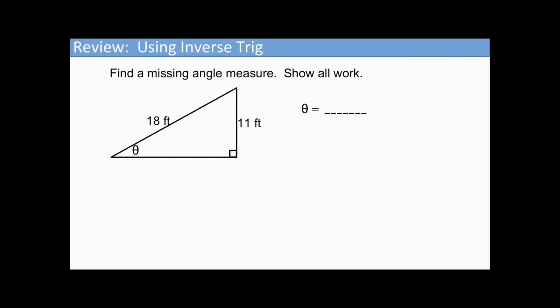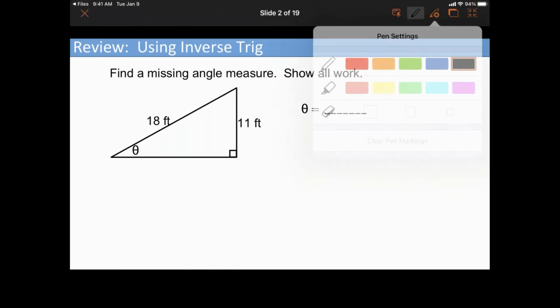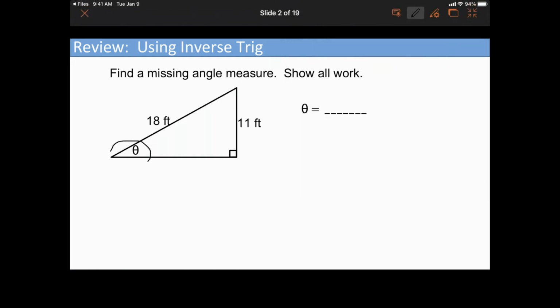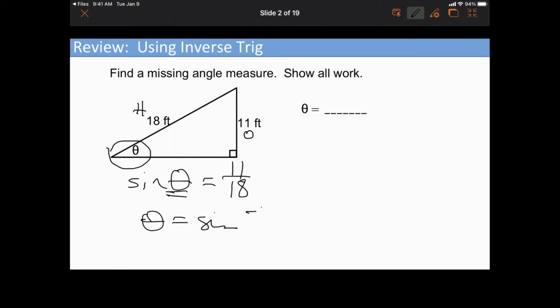And when we're finding an angle, we know we need to find the relationship of the sides to that angle. So this is opposite, this is hypotenuse. So OH is sine of the angle equals 11 over 18. So when we do this, we are looking for the inverse. So we use the inverse sine to find the angle.